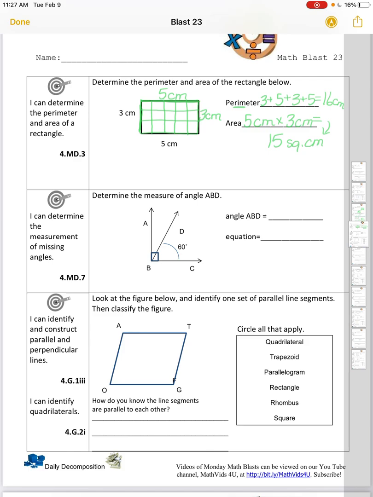I can determine the measurement of missing angles. Determine the measure of angle ABD. Well, angle ABC, this whole angle here, I see measures a right angle, 90 degrees. If angle DBC is already 60 of that, then angle ABD here is what's left. This is what we're trying to figure out. So angle ABD is going to be 90 degrees minus 60 degrees, which we know is 30 degrees. Angle ABD measures 30 degrees.